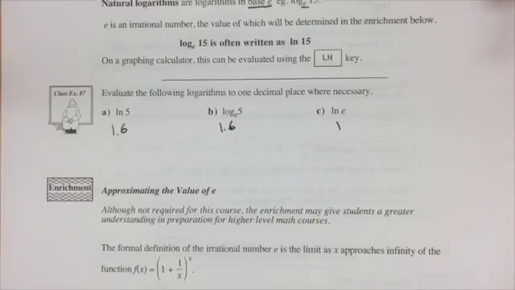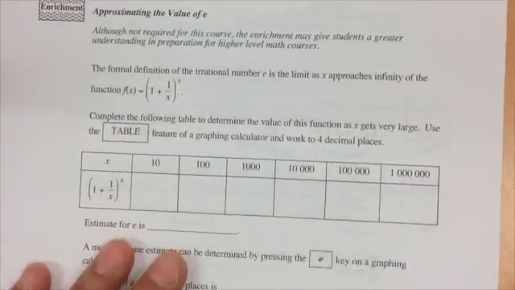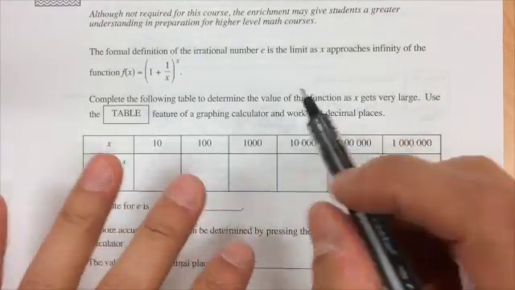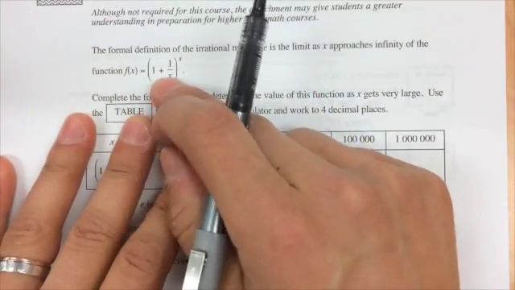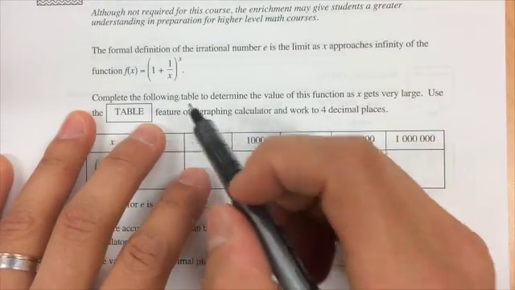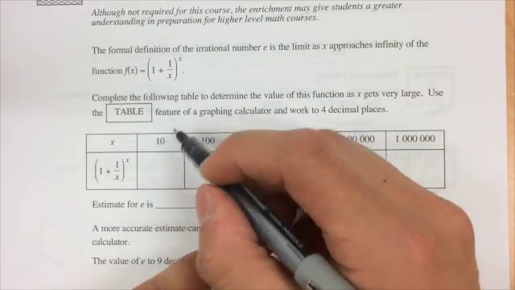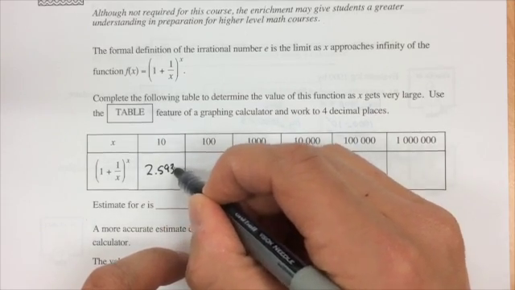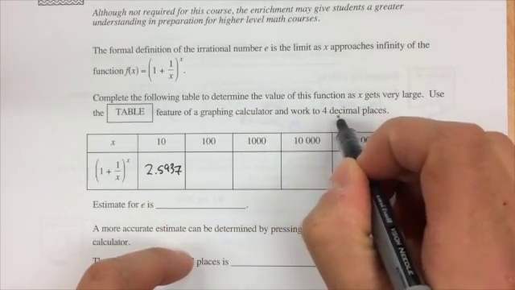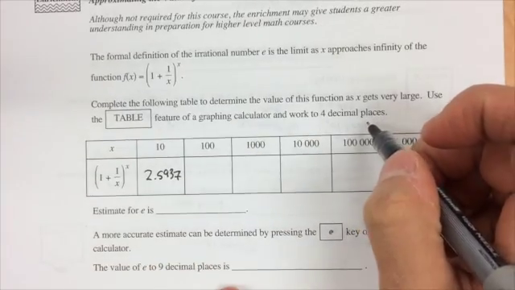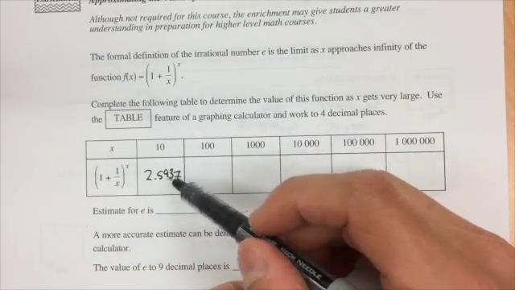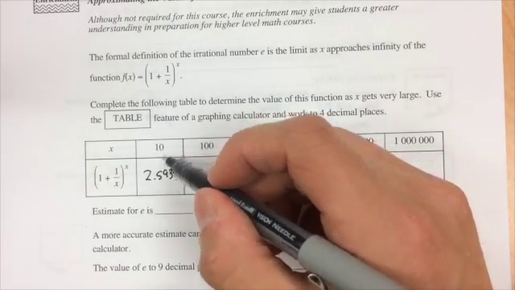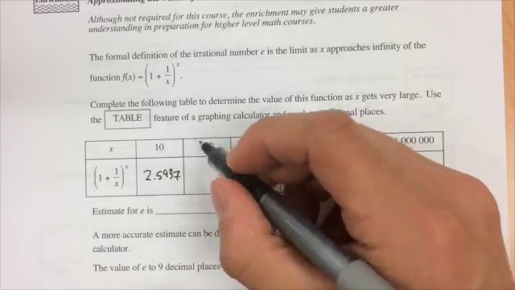Let's look at this next part. If you type this function into your graphing calculator and graph it, and look at the values of x, the first one at 10 falls at 2.5937. The question is asking us to find what the y value would be at each of these values of x, and to use 4 decimal places to give our answer.